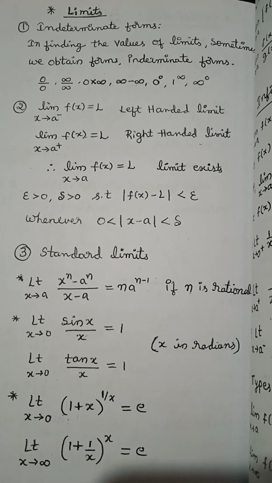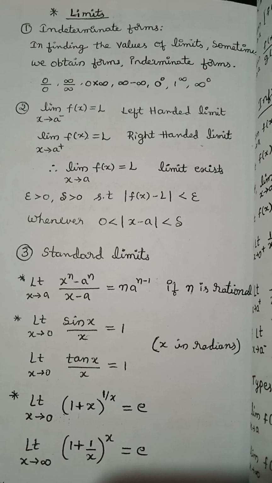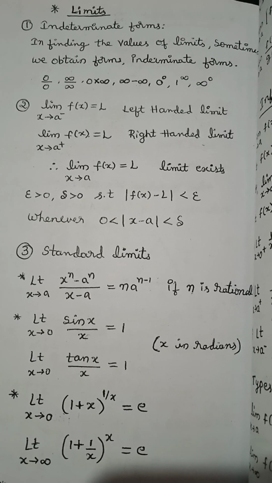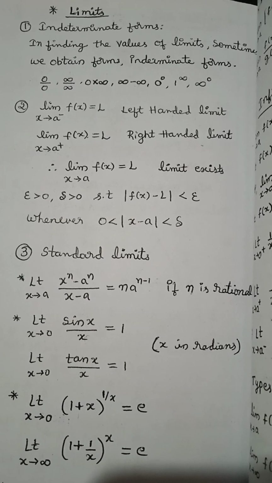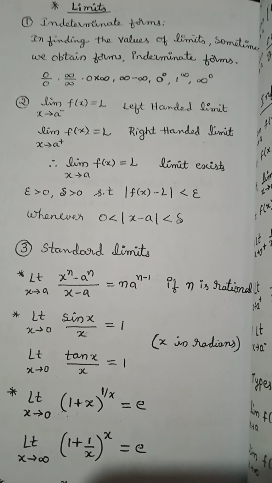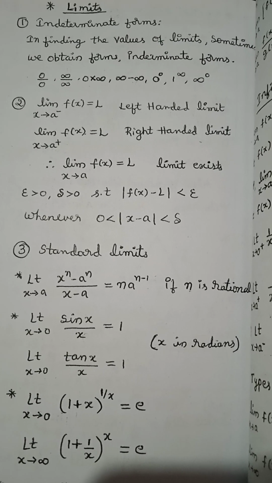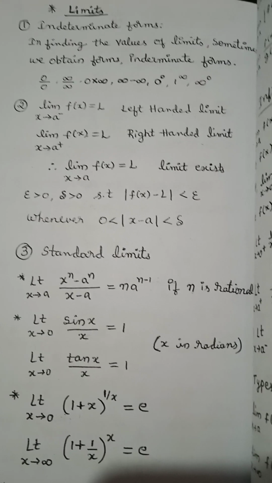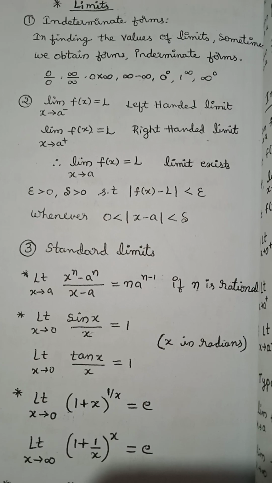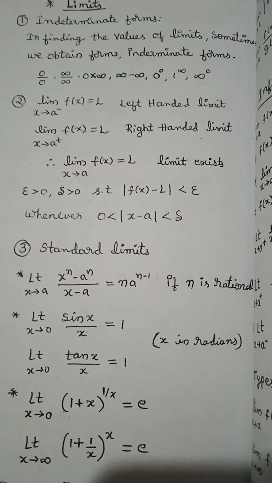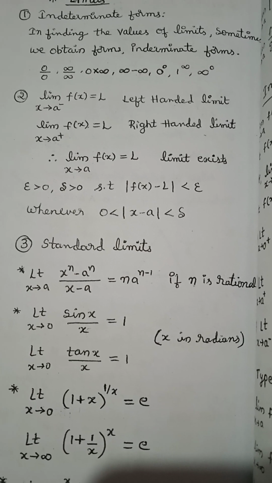Now, limit x tends to a minus f of x equal to L, which is the left-handed limit. Limit x tends to a plus f of x equal to L, which is the right-hand limit. Therefore, limit x tends to a f of x equal to L exists. Limit exists.